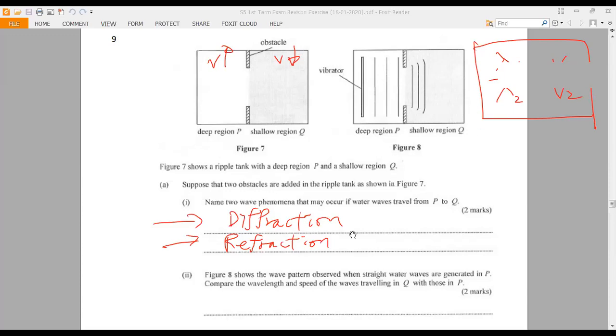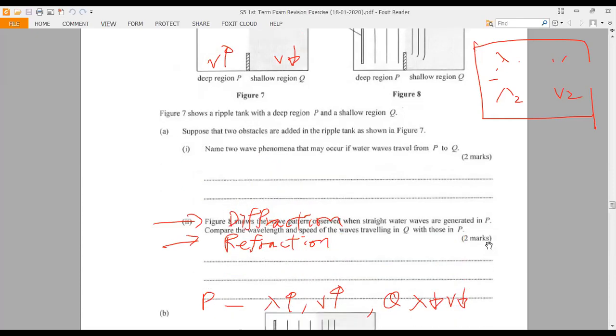Okay, and part 2, the wave pattern when the straight wave is generated in P like this, and then you see that the wavelength changes. Compare the wavelength and the speed. So you may just say that in region P, it has larger lambda and larger speed compared with Q. Understand? Both of them would be changing according to this. So very simple, and let's go on.